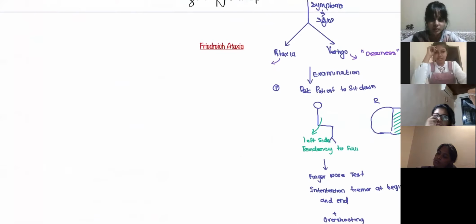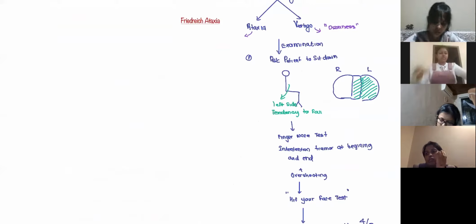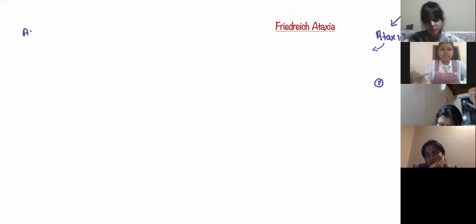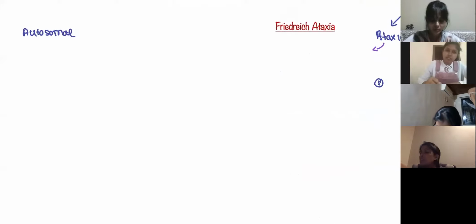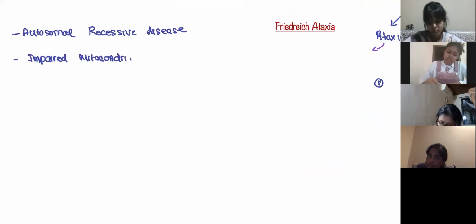I don't want to do, okay. Let me do Friedreich's ataxia. I know it's too much information for one day, but let me just do this. This is an autosomal recessive disease. Okay, so this is a disease in which there is impaired mitochondrial function. That means ATP is not being produced.